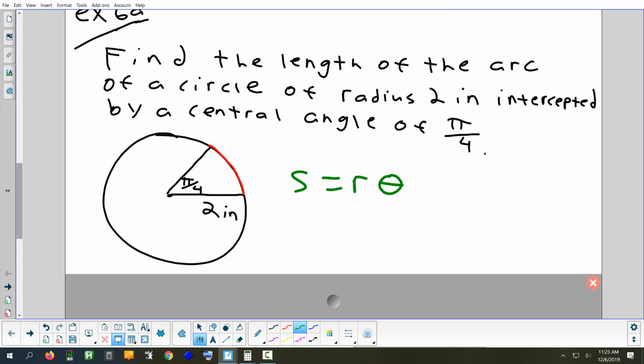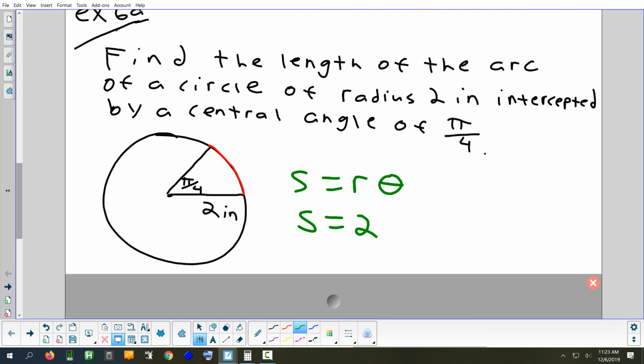Read the word problem. Somebody give me one letter that I can fill in for. R, sure. What's R? They tell me right here. Radius is 2. I'm not filling in for S because that's the question: find the length of the arc. So we're just going to leave that as S. The only thing I have left is theta, so I've got to fill something in for that. Pi over 4.